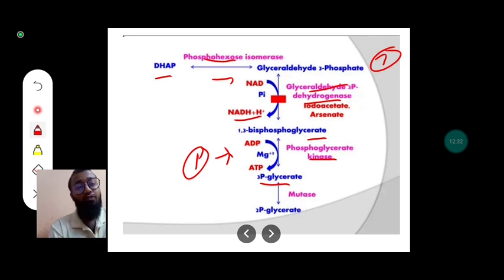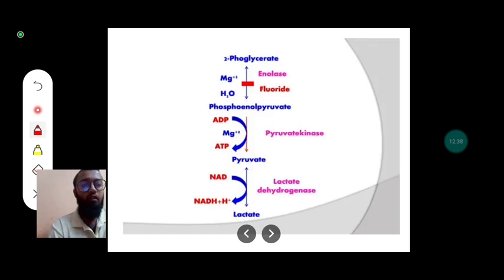So the 3-phosphoglycerate is converted to 2-phosphoglycerate by the enzyme mutase. Next, the 2-phosphoglycerate is converted into phosphoenol pyruvate. And how does the 2-phosphoglycerate get converted? So focus here, the enolase enzyme is involved. And also remember the cofactor Mg plus 2 is also involved there.